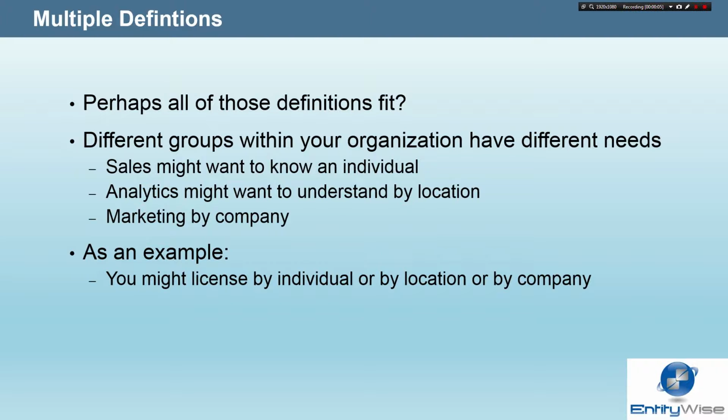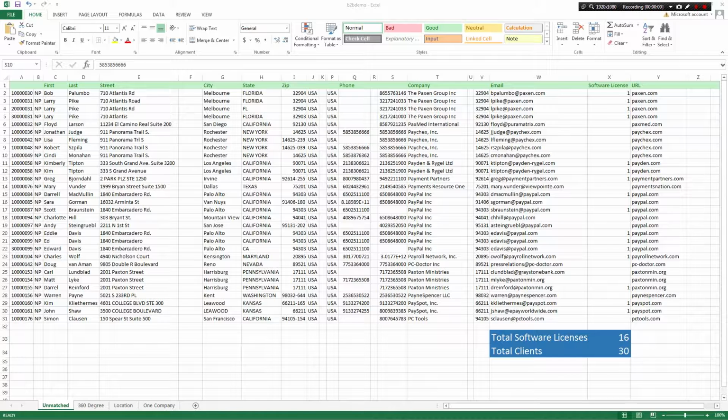It's common that different groups have different requirements. For example, sales might know a customer differently than the marketing or business analytics teams. Let's take a look at an example. Here's a spreadsheet with 30 contacts. Each record can have a person's name, address, phone, company name, email, and URL.